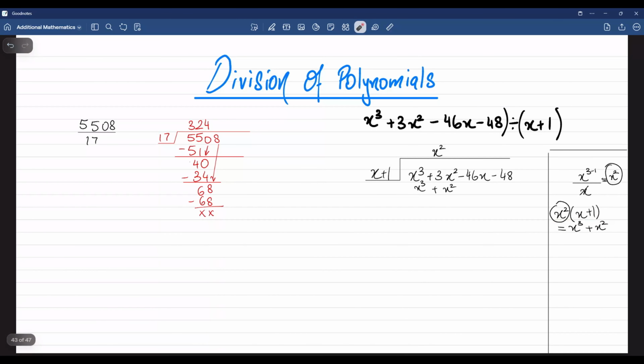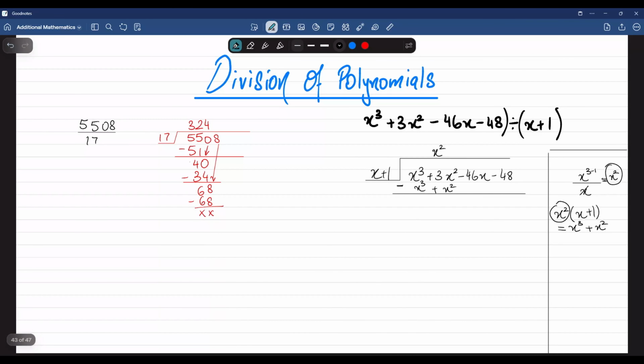Again, in the earlier example we found that 51 is the nearest value, and then we multiplied 17 by 3 to get this 51. In the same way, here we find that x squared is the nearest term, and then we multiply x squared by x plus 1 to get x cubed plus x squared. That clarifies it. Then, as in the 17 division of 5508, we subtract the values.